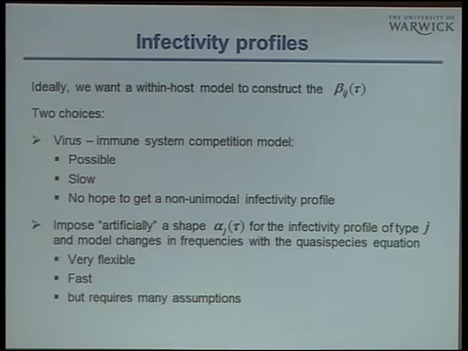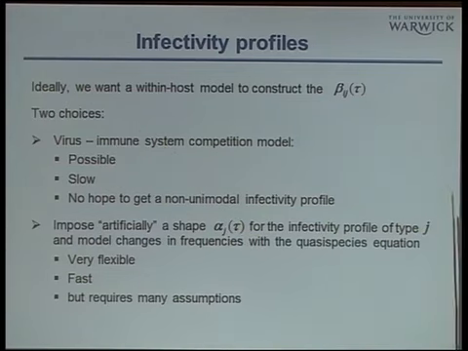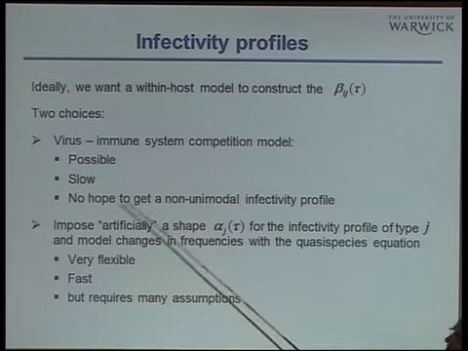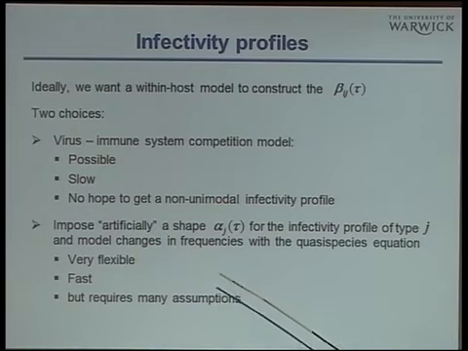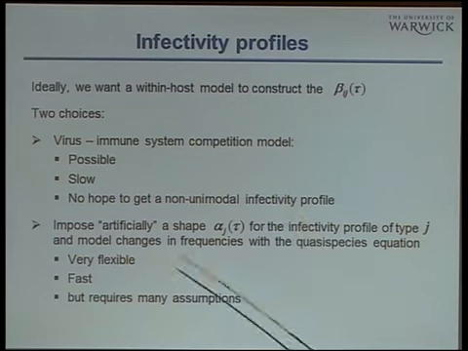Okay. So I need the within host model to decide what these functions are. I have two choices. One is to assume that there is a competition between the virus and the immune system. This choice is possible, but usually there is no analytical solution for problems of this type, so it's going to be slow because you need to integrate it numerically. But in particular, there is no hope of having a simple, very parsimonious system that gives me the infectivity profile of HIV, because it's bimodal.